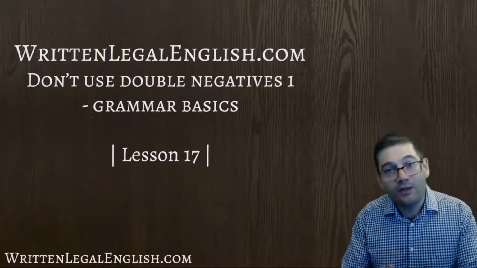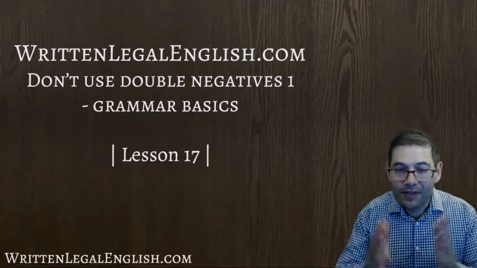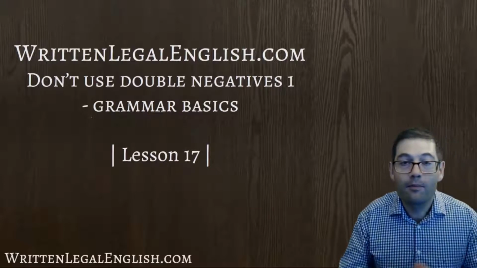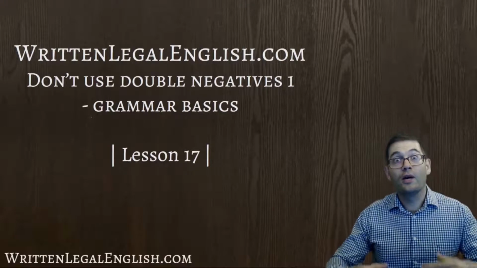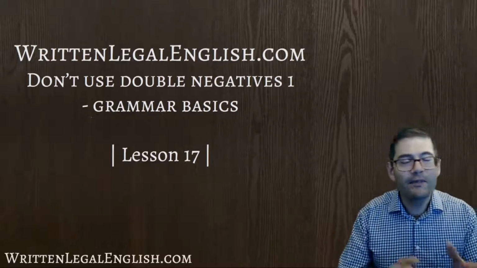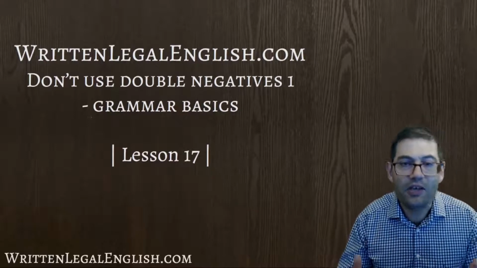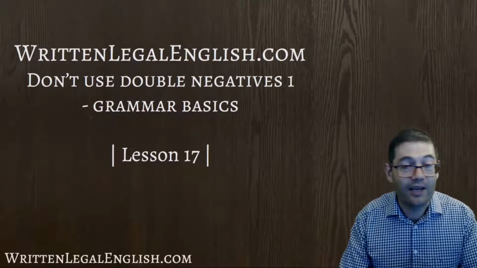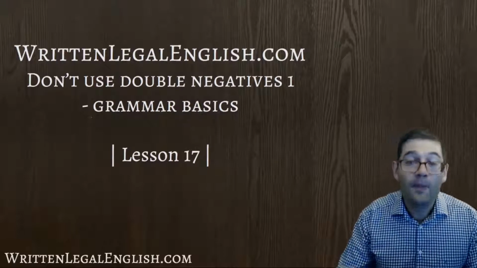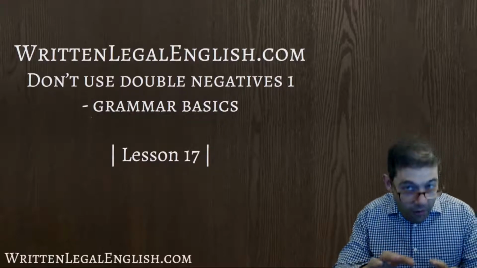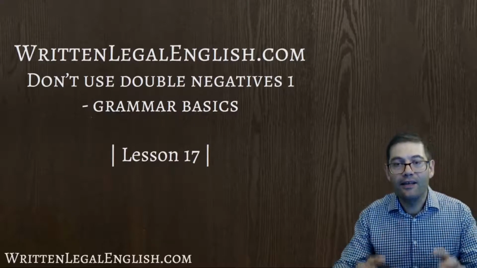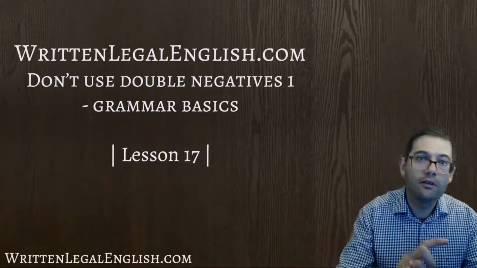Now, this isn't because they don't know the rules. Everyone knows you can't have double negatives in English. But sometimes when you're trying to communicate something in a complex way, you make the mistake of using double negatives or triple negatives or quadruple negatives. So these two lessons will look at how you create double negatives, sometimes by accident, and then if you can spot them, you can avoid them.